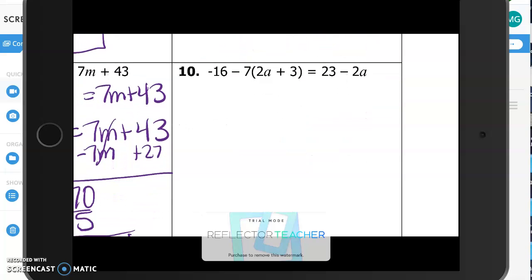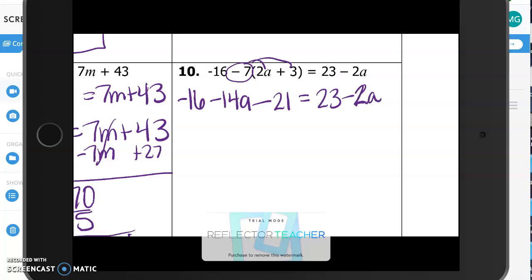Number 10, you need to be really careful. You cannot do negative 16 minus 7. You have to multiply before you subtract. So the negative 16 just comes down, then you distribute the negative 7. So minus 14a minus 21 equals 23 minus 2a. So negative 14a minus 37 equals 23 minus 2a.